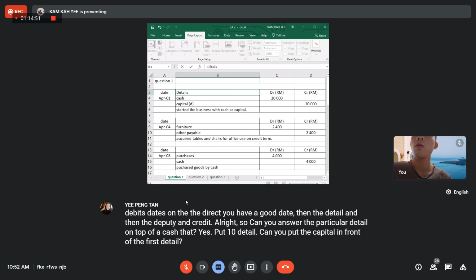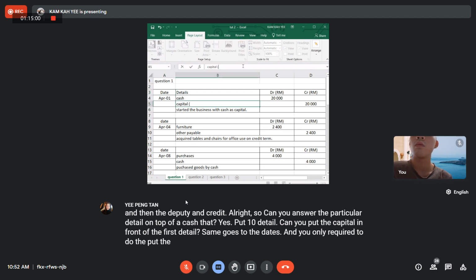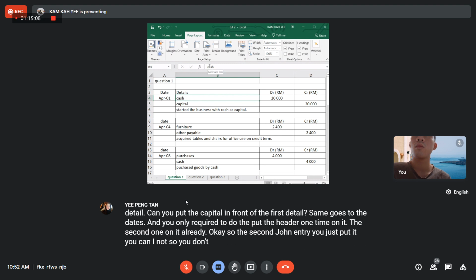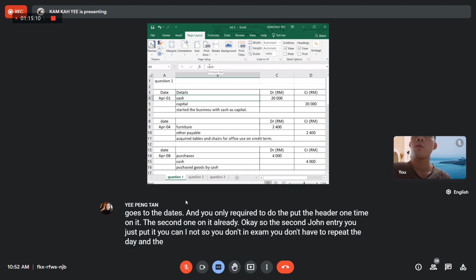Same goes to the dates, and you are only required to put the header one time only. The second one, no need to put already. Okay, so the second journal entry you just put it, you can ignore. In the exam you don't have to repeat the date and the debit and credit. Okay, you can continue from that.